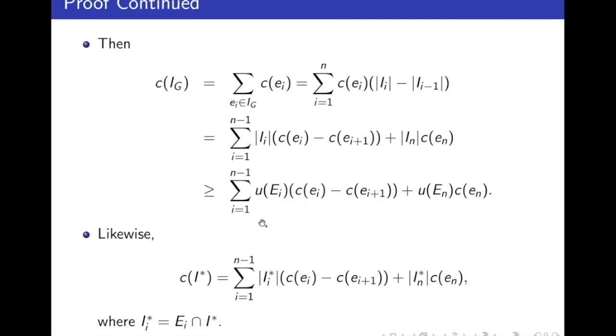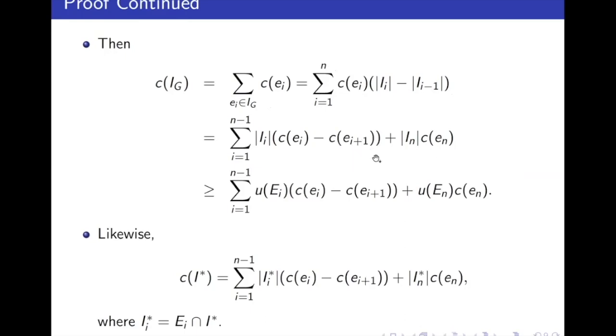So now we do some manipulation by looking at C of I_G and C of I star. So this is the maximum solution. This is the greedy solution. So we know that we just add them up for all elements in I_G. Because we define this difference, it is actually equal to this, right? So then we can write it up by doing some merging. So I will include C of E_i minus C of E_i plus 1, and then this is the last one.